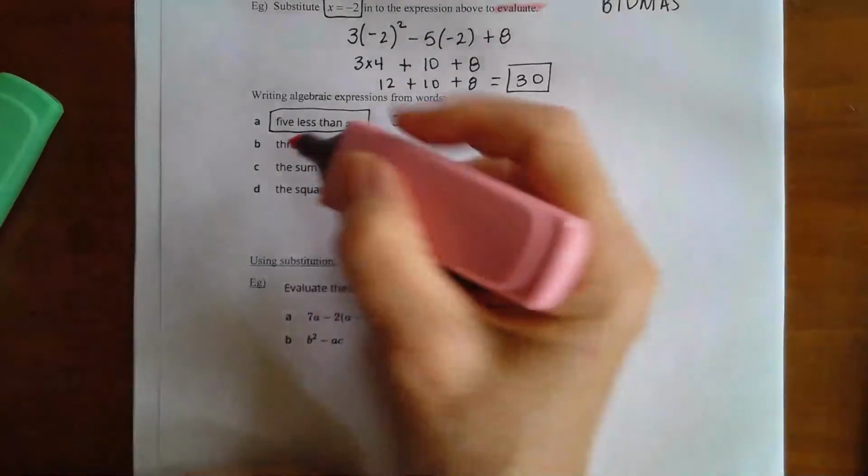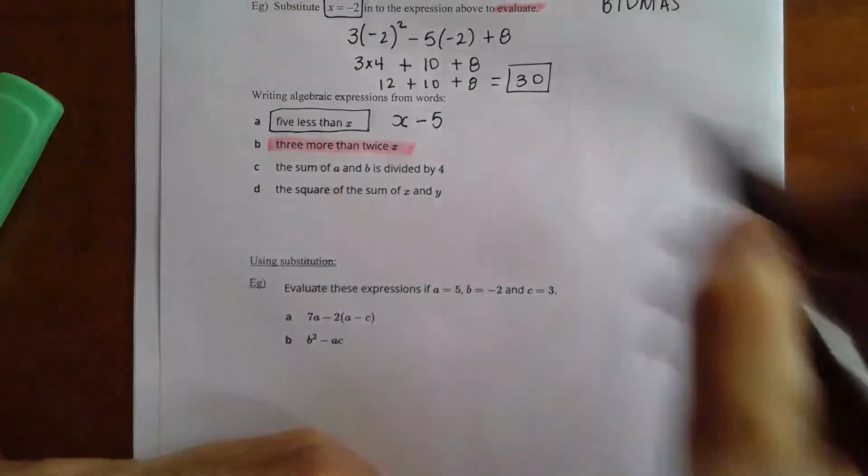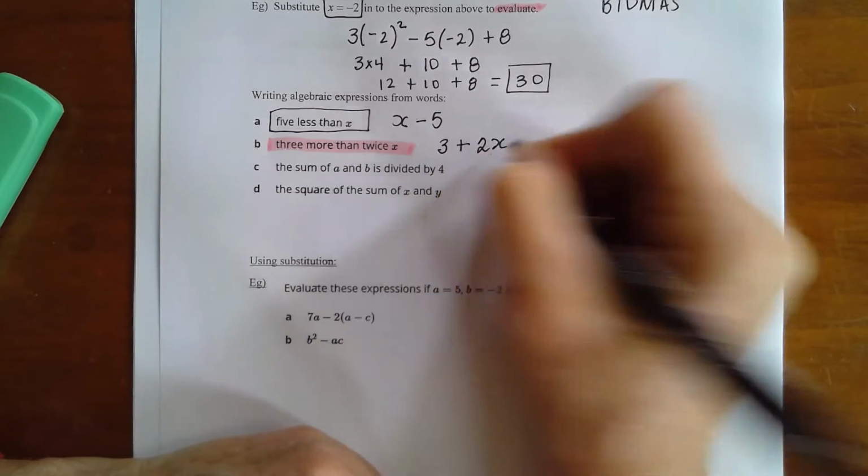3 more than twice x. So 3 more than. Twice means 2 times x.